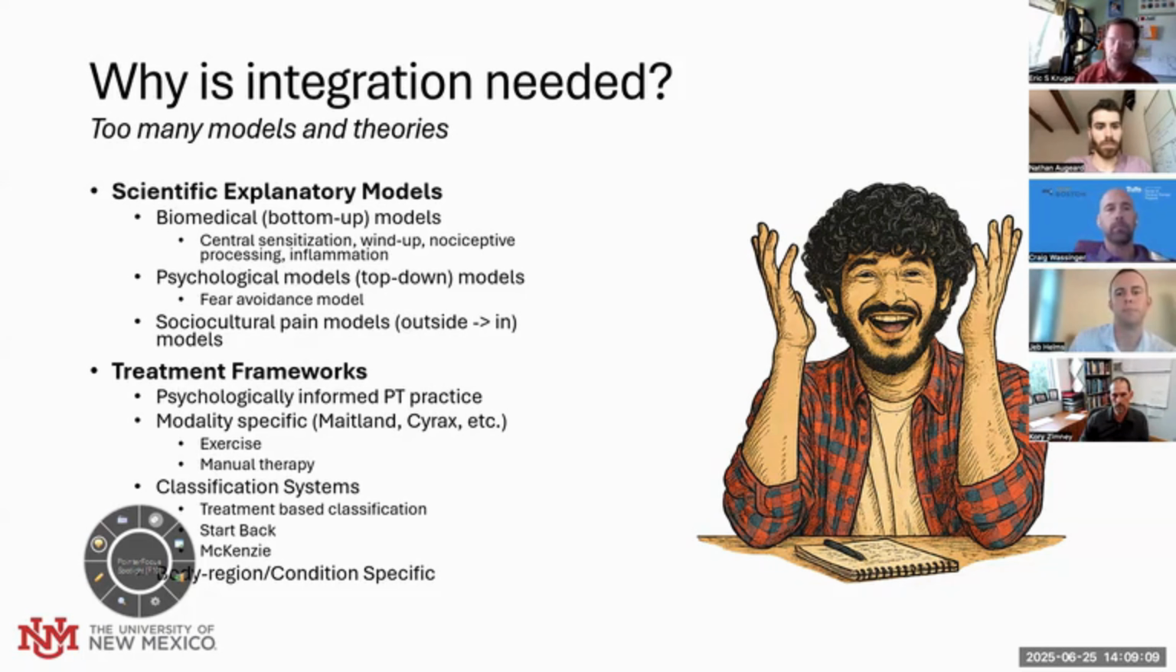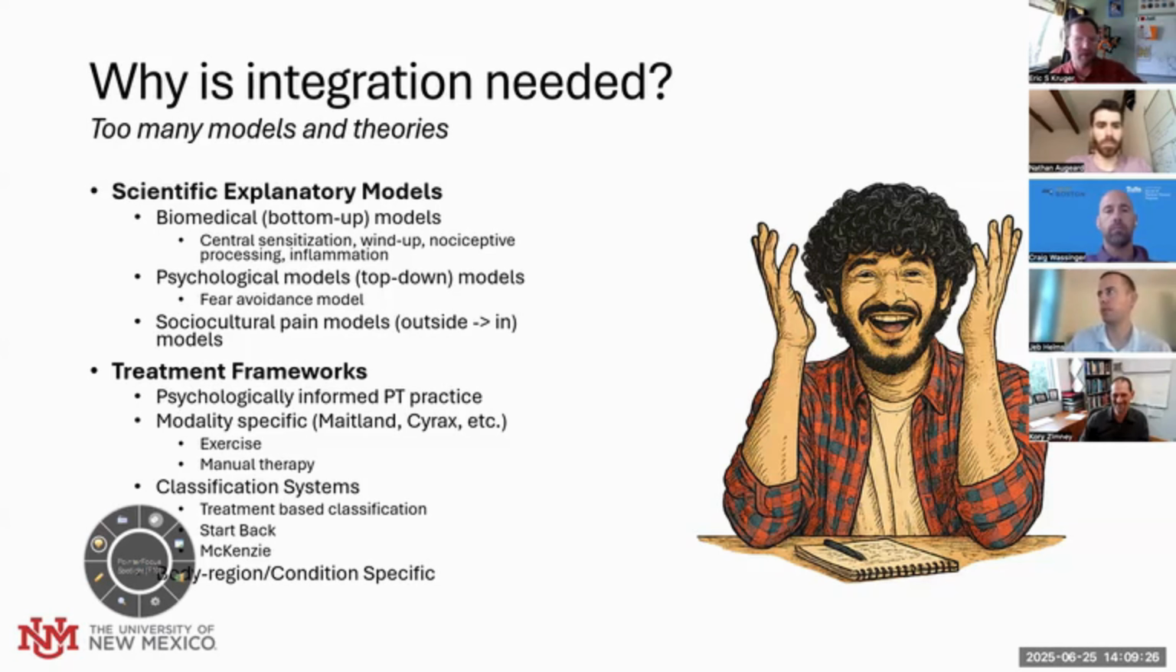So how do things in our social and cultural environment affect pain processing? Then we have treatment frameworks, and there's a variety of these in physical therapy. There's psychologically informed PT practice, modality specific, and you go into subtypes of all of these things, and then you have classification systems on top of that, and body region and condition specific approaches. So it's a lot.